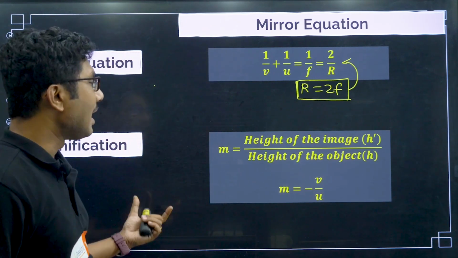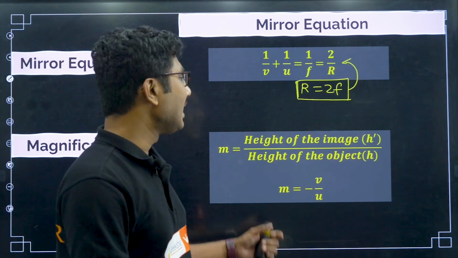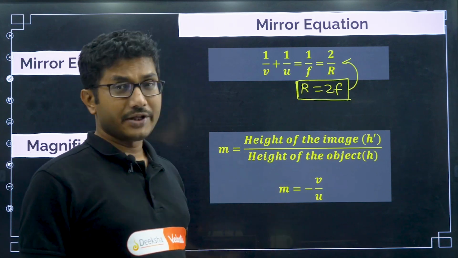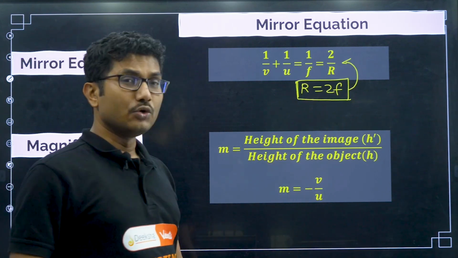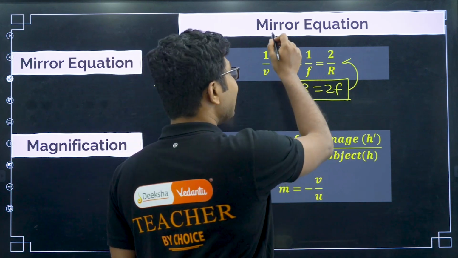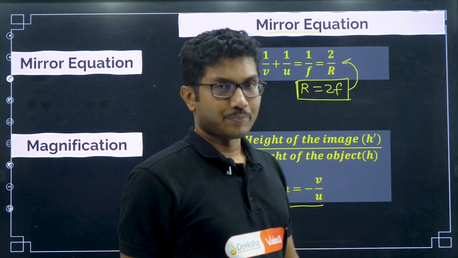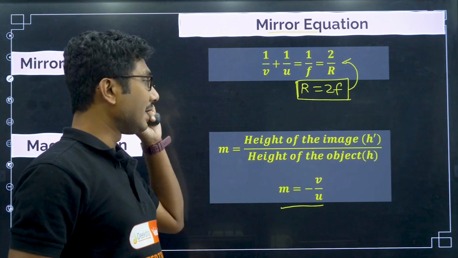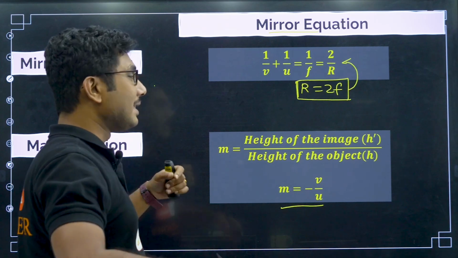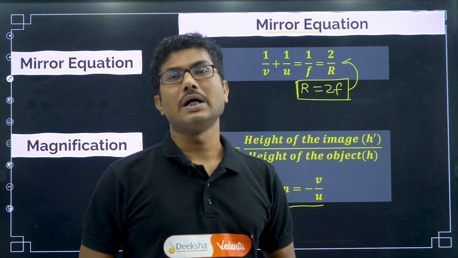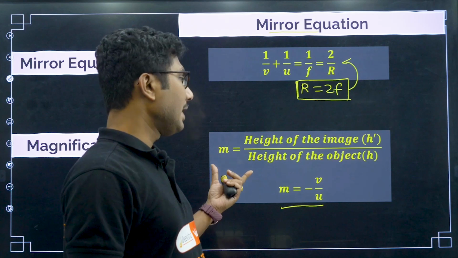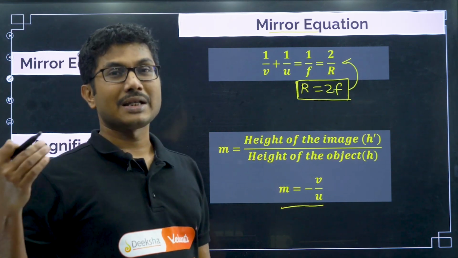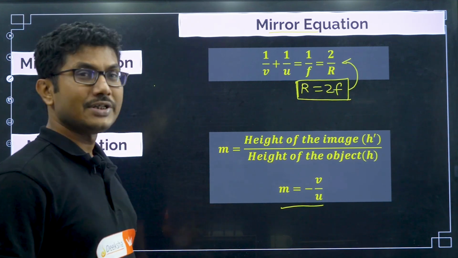Now there is one more thing, that is magnification. Magnification basically represents the height of the image divided by the height of the object. Okay. And in terms of V and U, it is given by minus V by U. You have to remember for mirrors it is minus V by U. For lenses this is slightly different, even though the definition of magnification is the same, that is how big or how small the image is compared to the object. If the magnification is less than 1, we say the image is diminished. If the magnification is greater than 1, we say the image is enlarged, right.